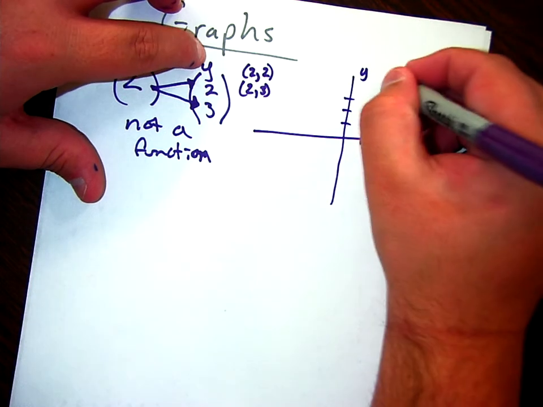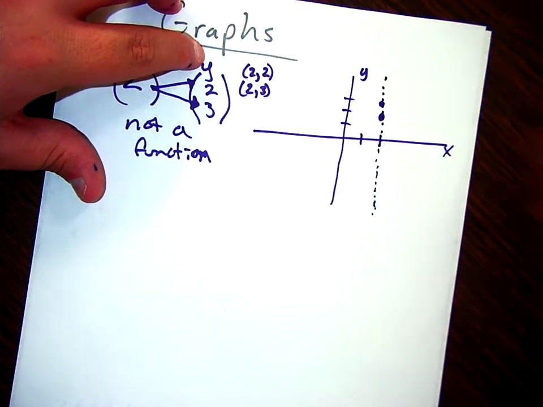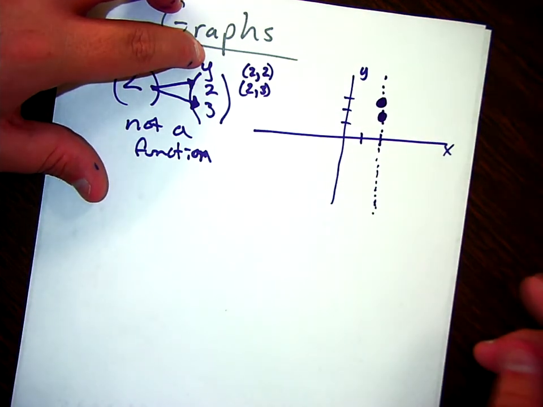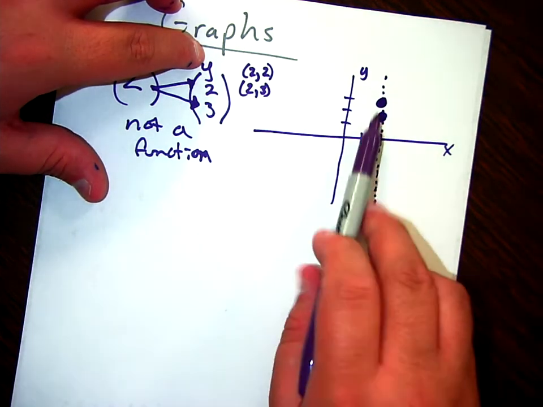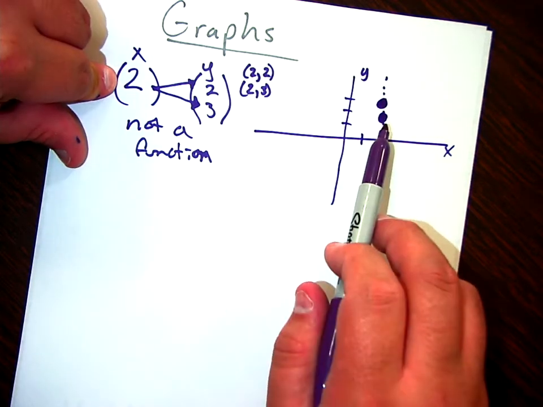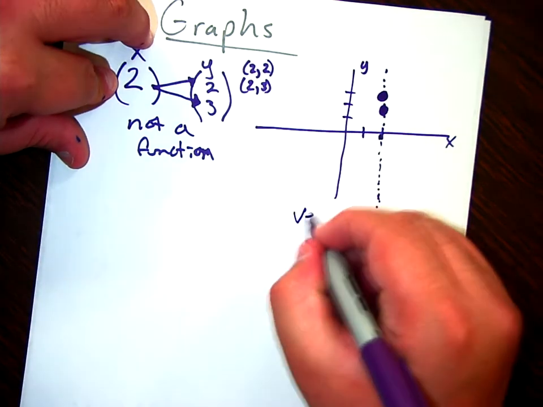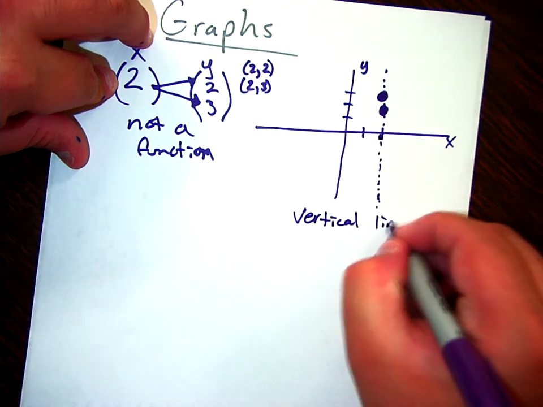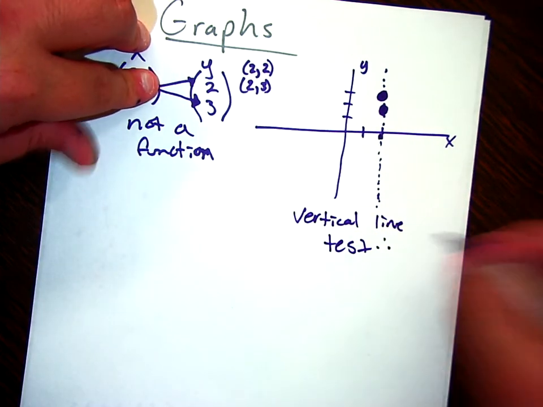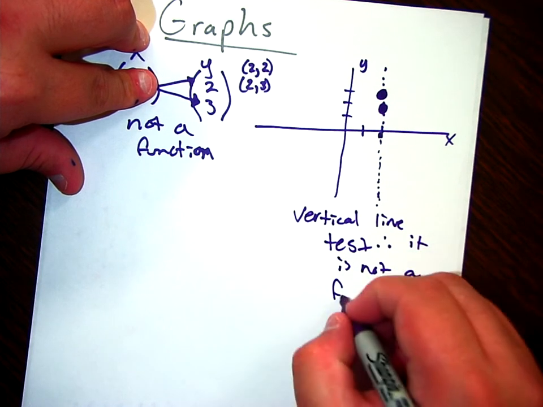Now if I draw a vertical line here, how many points on that graph does it touch? 2. Okay, it touches 2 points because the x value 2 gives you 2 different outputs. Okay, 2 ordered pairs. So this will fail the vertical line test. And therefore, it is not a function.